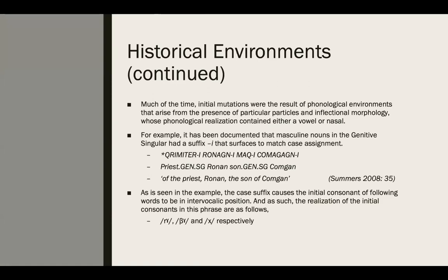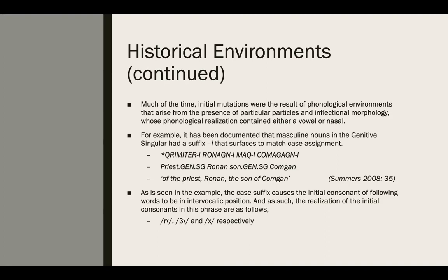These mutations were a result of environments that usually had to do with the presence of particular particles in the morphosyntax or inflectional morphology. These particles and inflections usually ended in either a vowel or a nasal, and the result would trigger a mutational change on the first consonant of the following word.